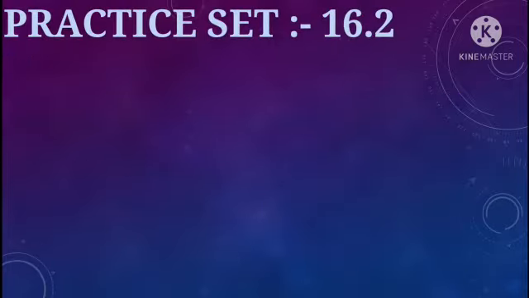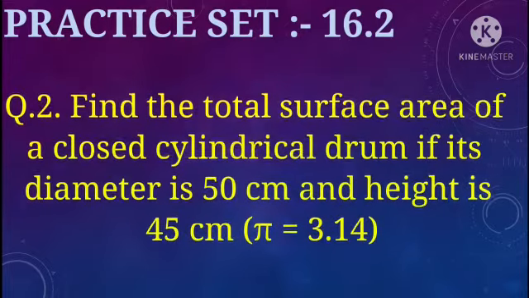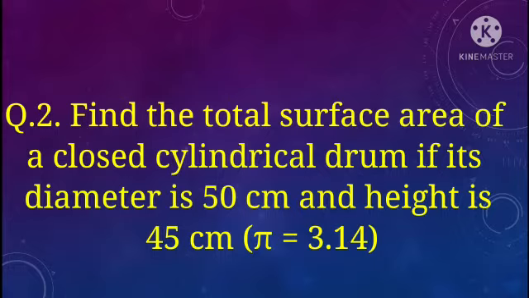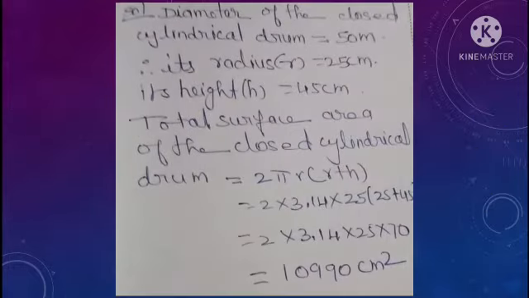Practice set 16.2. Question number 2. Find the total surface area of a closed cylindrical drum if its diameter is 50 centimeter and height is 45 centimeter. Here they have given the pi value as 3.14. So solution: diameter of the closed cylindrical drum is equal to 50 centimeter. Therefore, its radius r is equal to 25 centimeter. Its height h is equal to 45 centimeter.